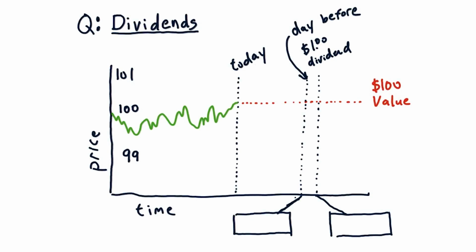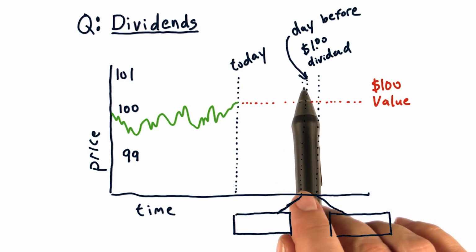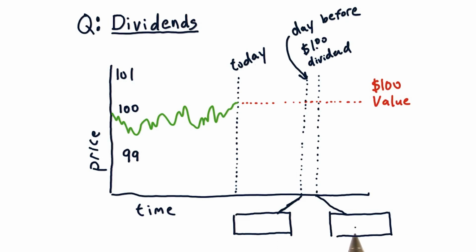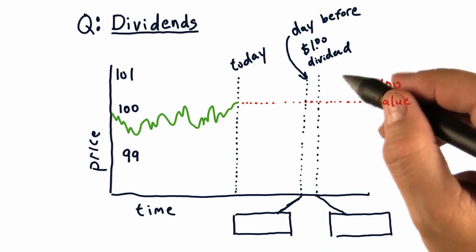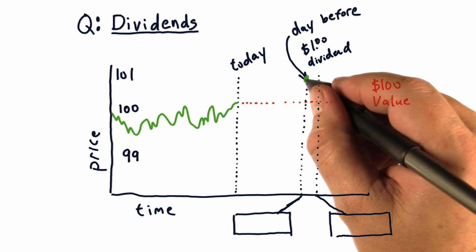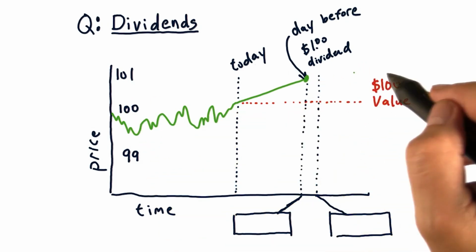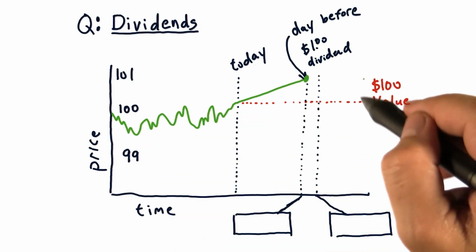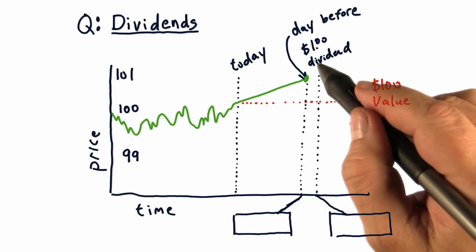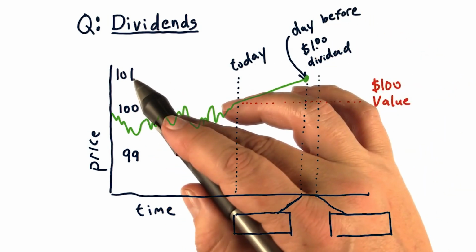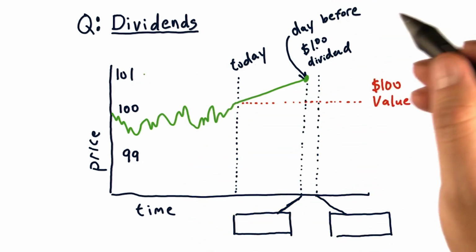So answer this as a quiz. Here, fill in what would the price of the stock be the day before the dividend, and what would the price of the stock be the day the dividend is paid, when people get $1 and they also keep that share of stock. So what's going to happen is that the stock price is going to rise to 101 because everybody knows that on the next day you're going to have 1 share of a stock worth $100 and $1. So the total value of that is $101.